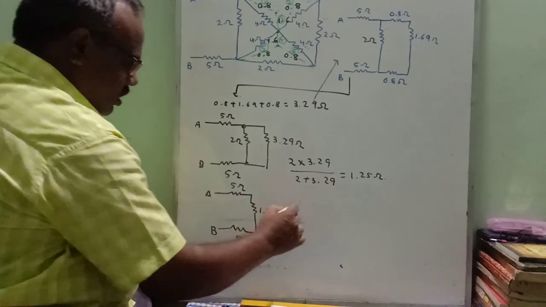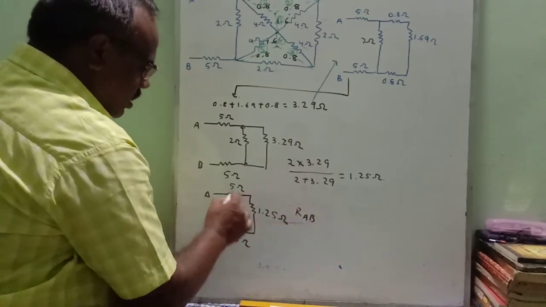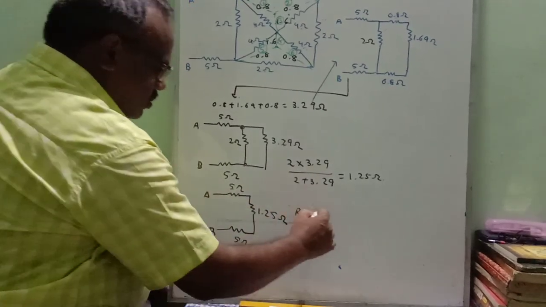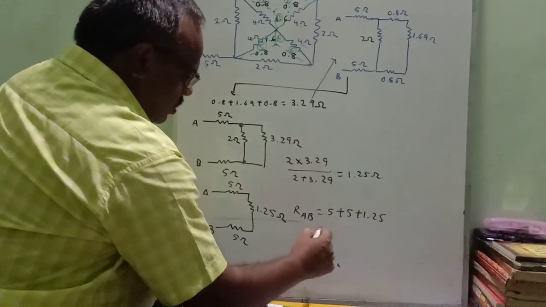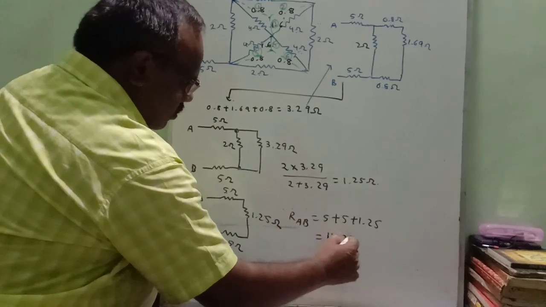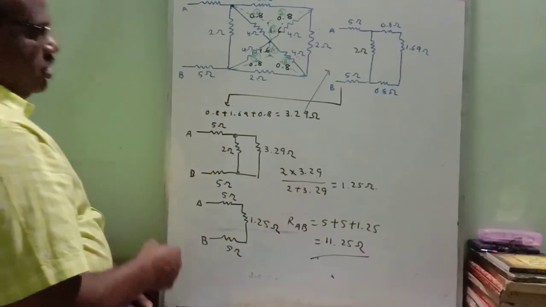This is AB. So the resistance between A and B, these three are in series. So it is 5 plus 1.25 plus 5, so it will become 11.25 ohm. So this is the resistance.